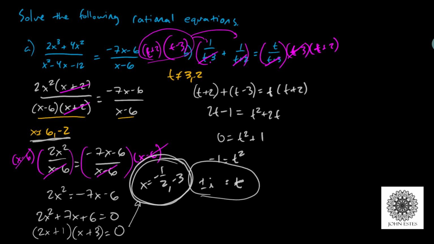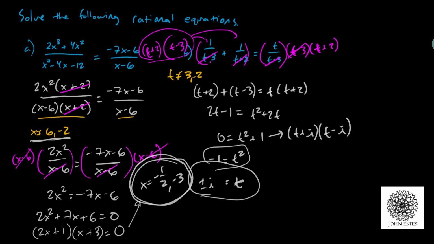Okay, now if you didn't want to use the square root property, t squared plus 1 actually factors as t plus i times t minus i. If you didn't notice that, that's okay. You can always use the square root property. We end up with t equals plus or minus i. Since neither one of those is 3 or negative 2, we're good. This is what we have.